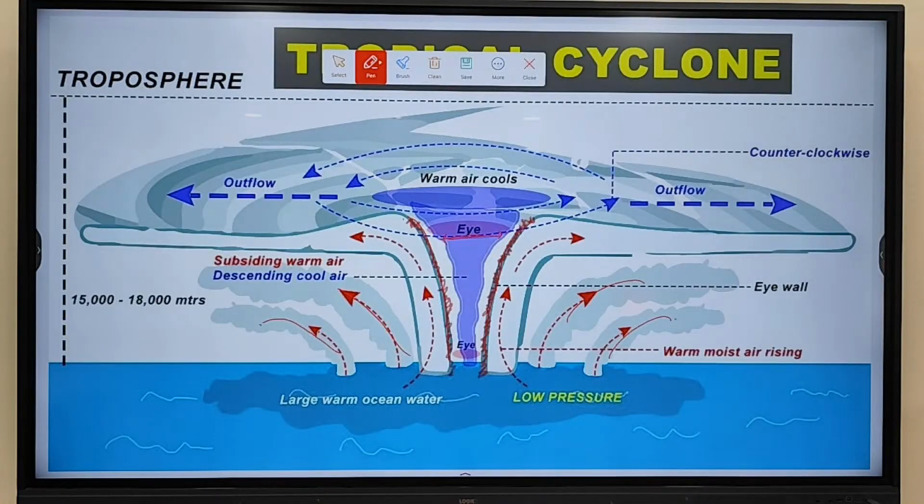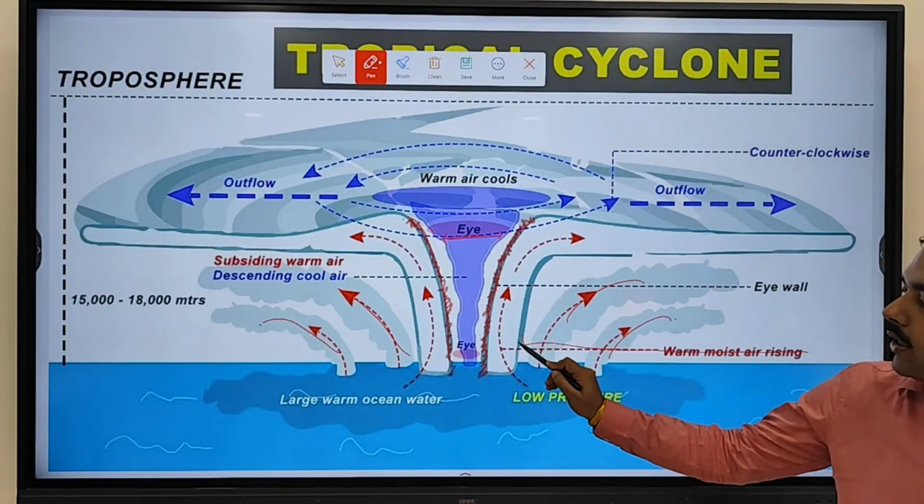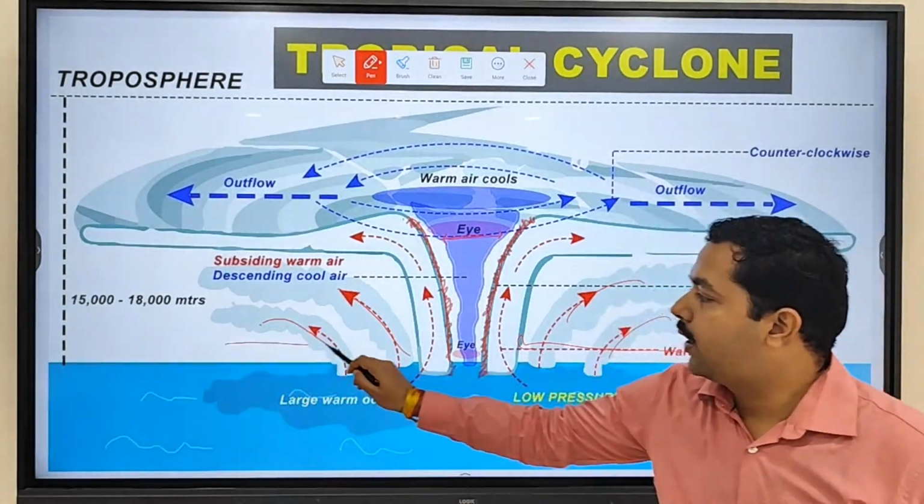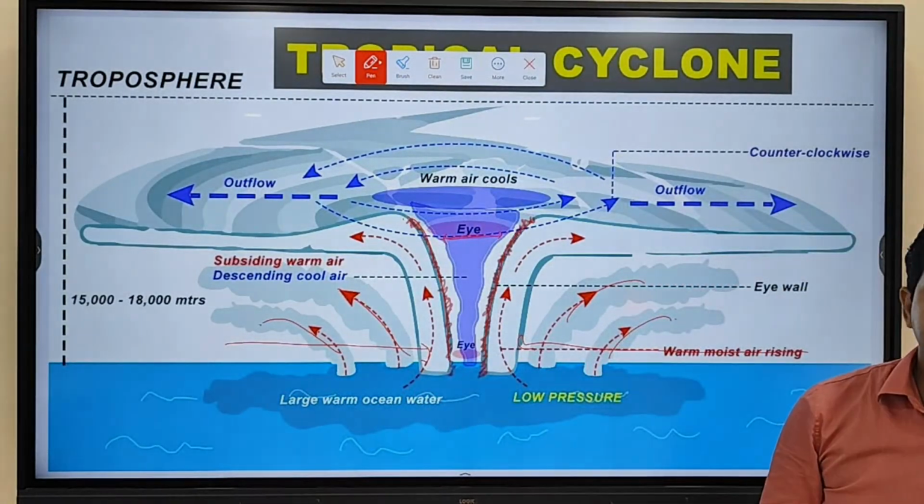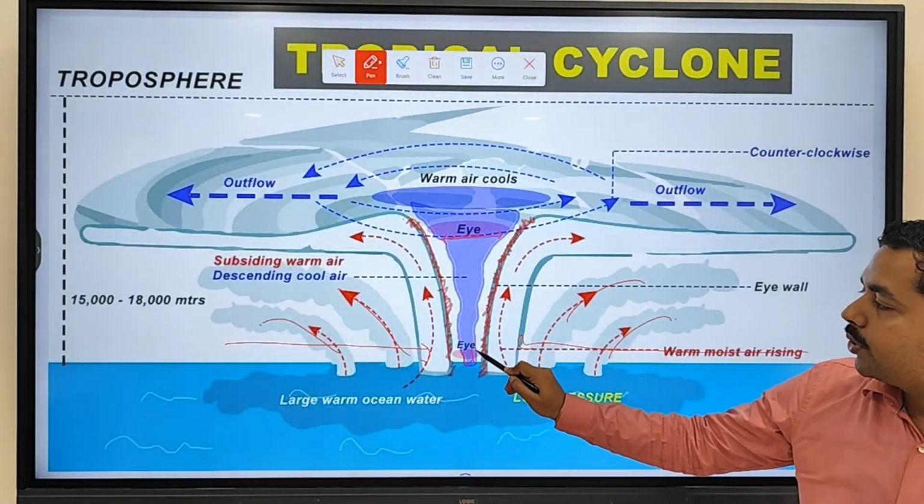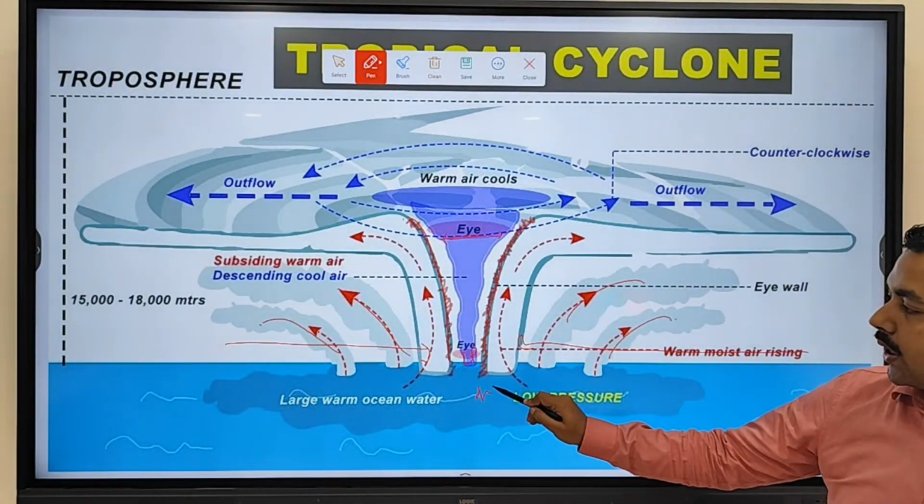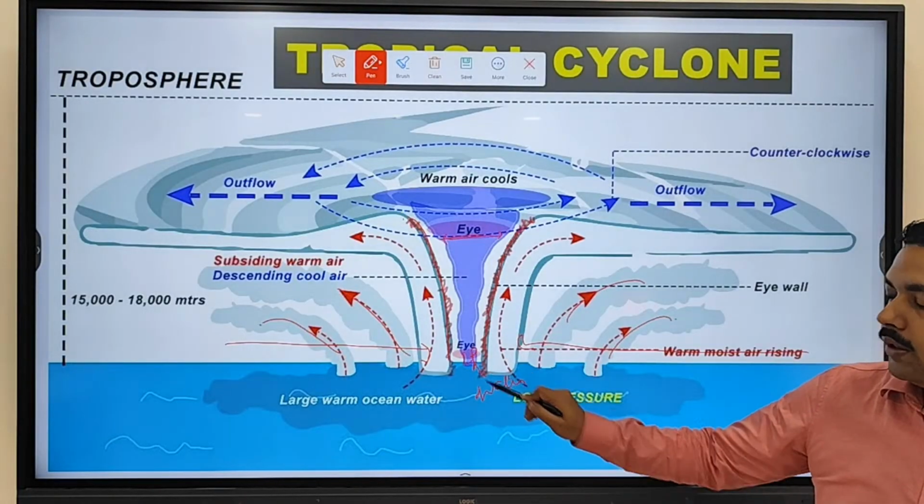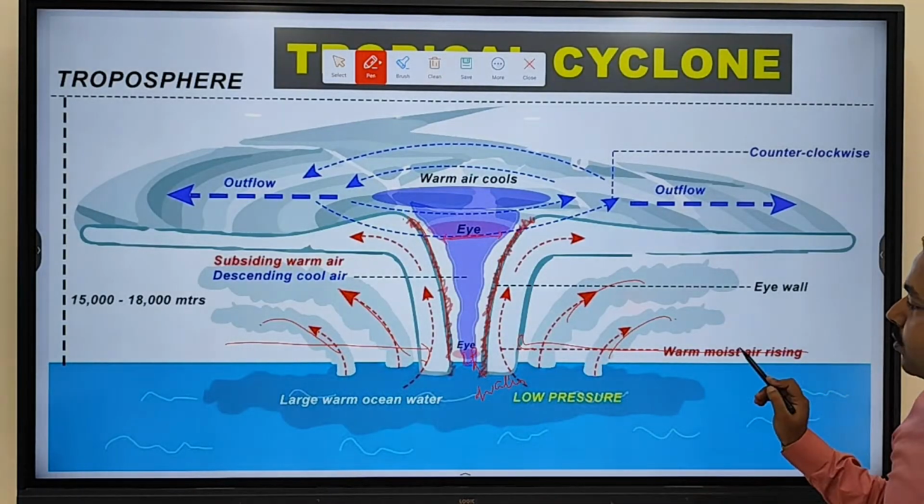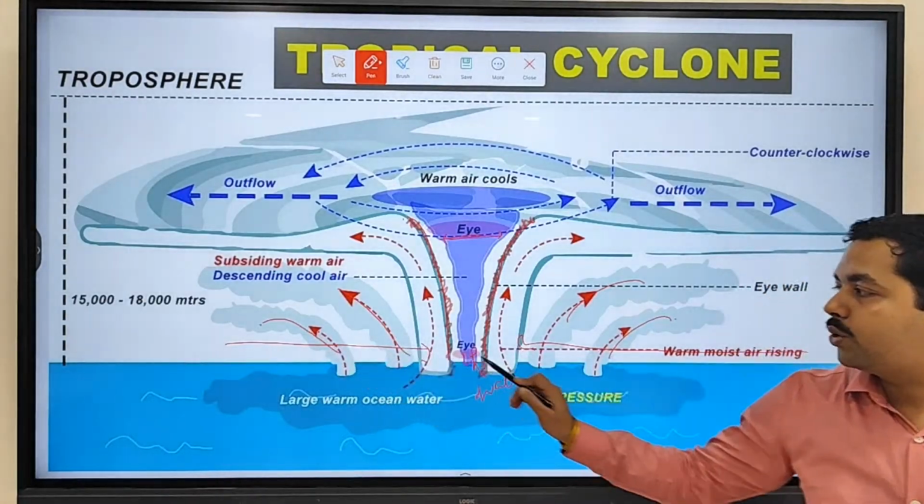So what happens is, firstly, air will come towards this side. How are the cyclones going to be formed? Air is going to come this side. Why? Because low pressure is formed over here. When water gets heated, low pressure is going to be formed. So that's why wind is going to come towards this side.